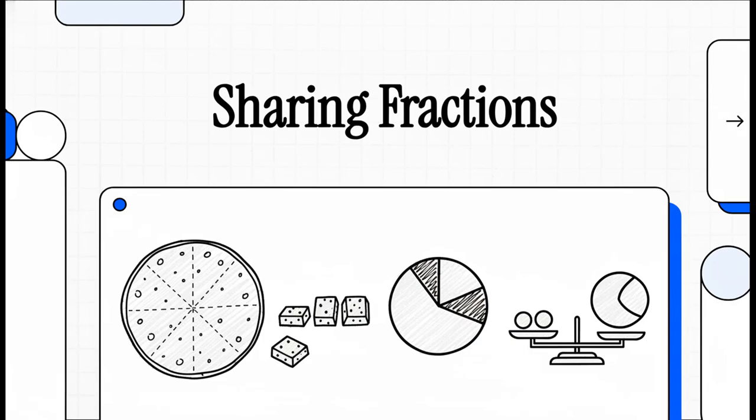Welcome to The Explainer. Today we're going to explore something that every single one of us has to deal with at some point, and that is sharing food fairly. We're going to take a really fun, delicious journey using a highly visual style of math to understand exactly how to split things up so that everyone leaves the table happy.